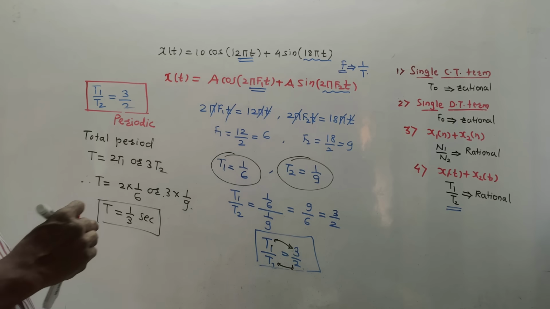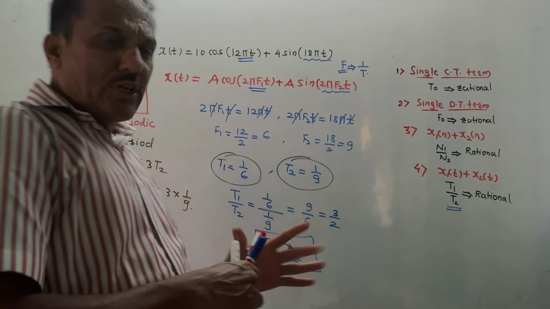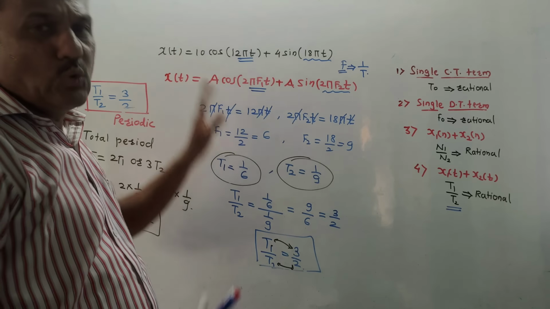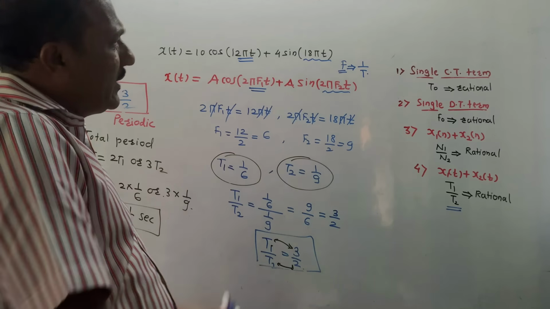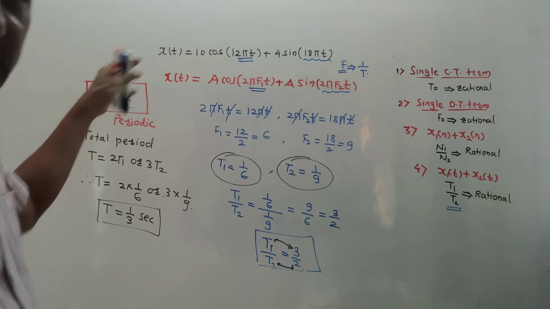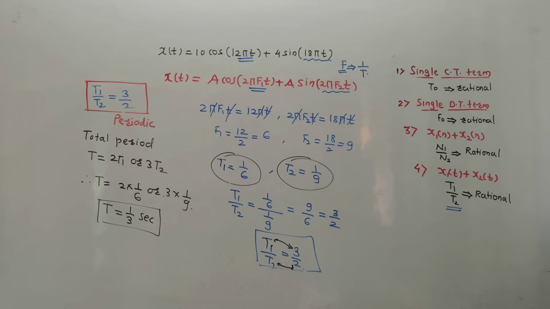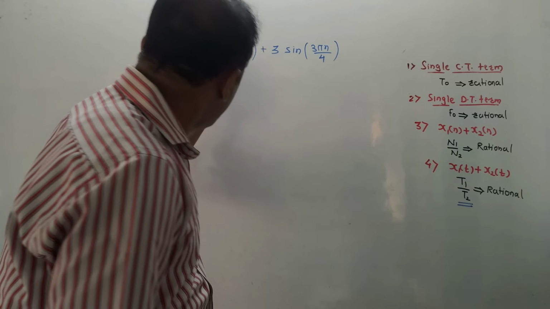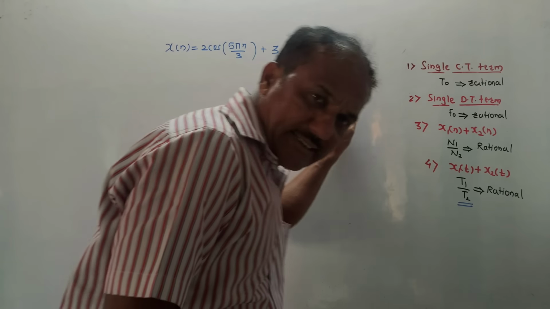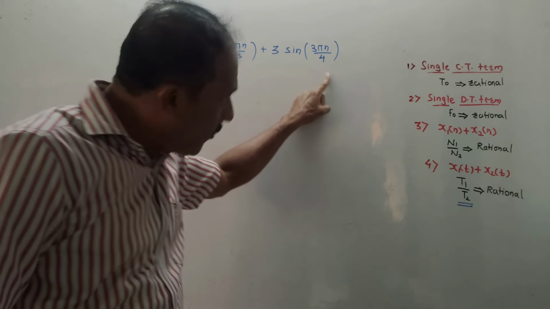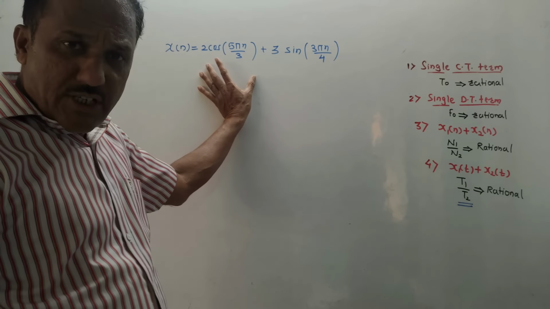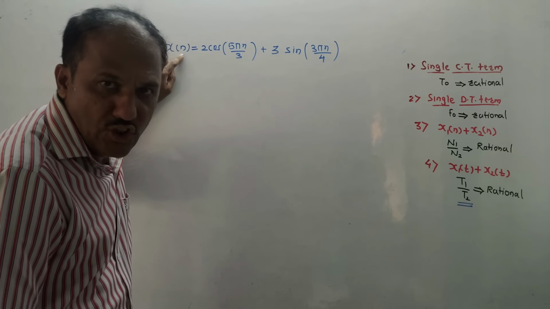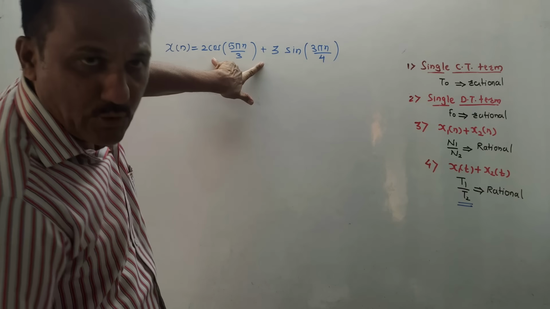So this is the simplest technique by which you can solve any numerical if it contains addition of two CT terms. Now let us solve one numerical which will contain addition of two discrete terms. Now consider the given equation x of n is 2 cos 5 pi n by 3 plus 3 sin 3 pi n by 4. This is the equation which is in the form of a DT signal. How come? Because it contains the notation n and it is addition of two signals.